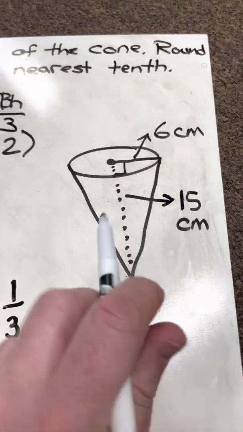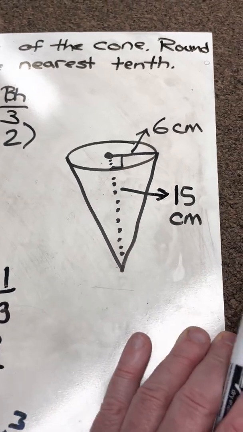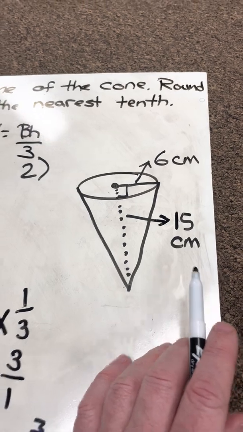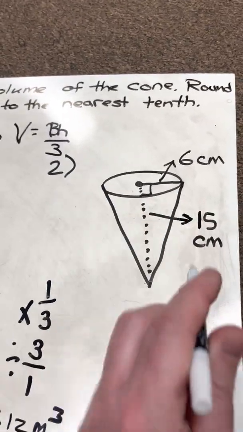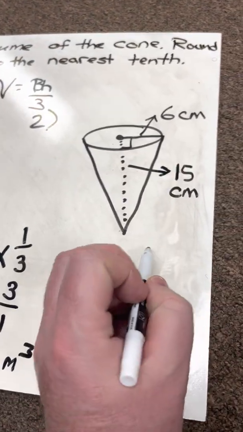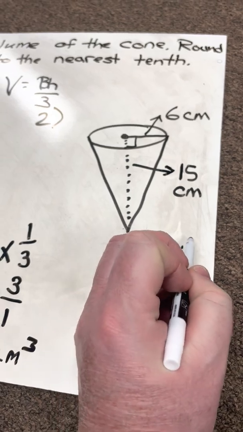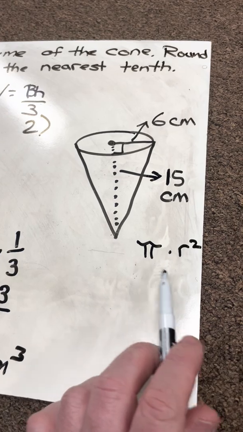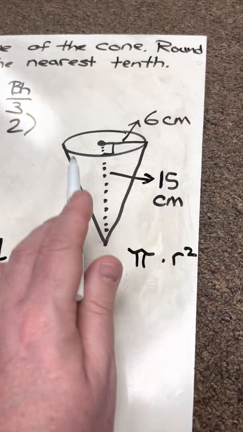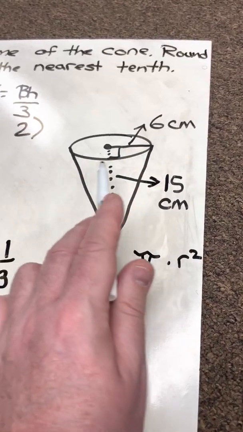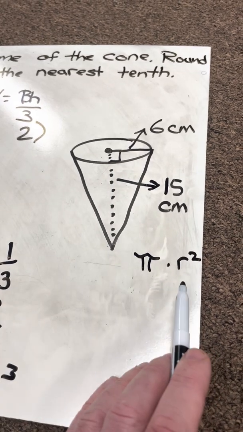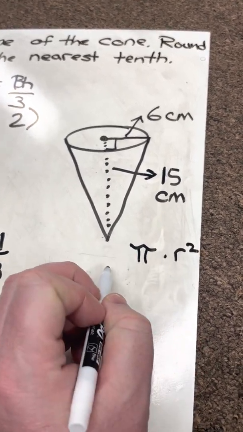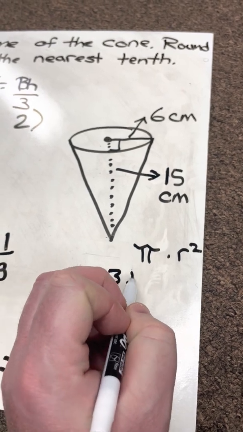We have a radius of 6 centimeters, a height here of 15 centimeters. So first of all, we're going to deal with the area of the base. Remember, the area of the base is pi times radius squared. Here I can see my radius is 6. Now, if I square 6, I get 36. So this becomes pi, which is 3.14.